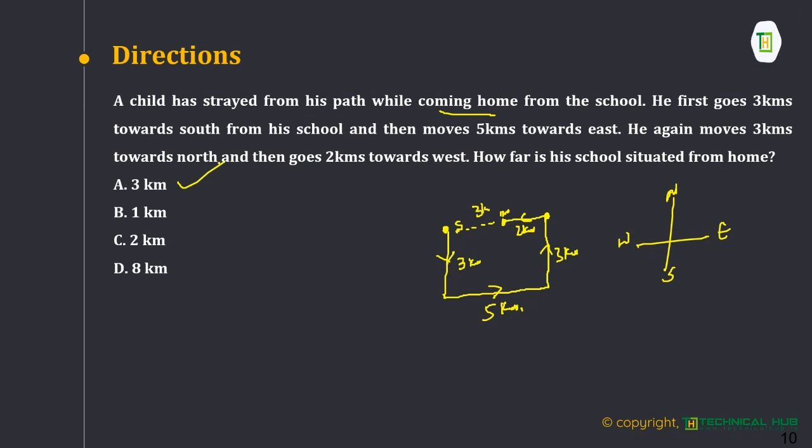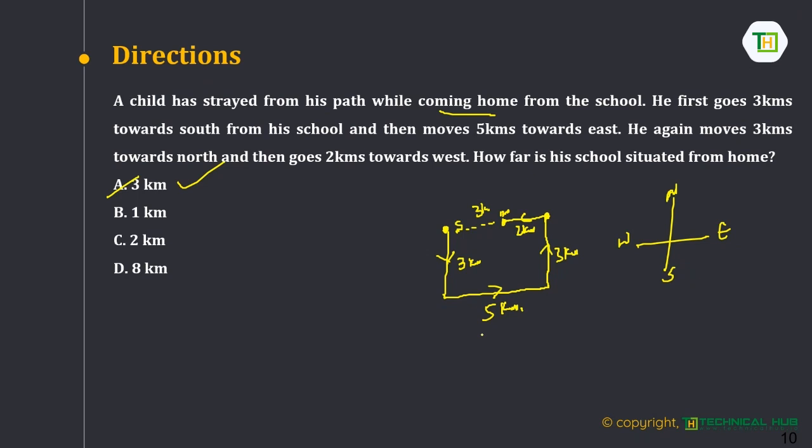First he goes 3 km towards south. After that 5 km towards east. Again 3 km towards north and 2 km west. Remaining is 3 km. Given the options, option A is the correct answer. Previously, 5 was considered as 3. I misunderstood, that's why I took 1 km. But here this is 5 km, so the answer is 3 km. Good, very good. This is my fault. Any doubt? Next one.